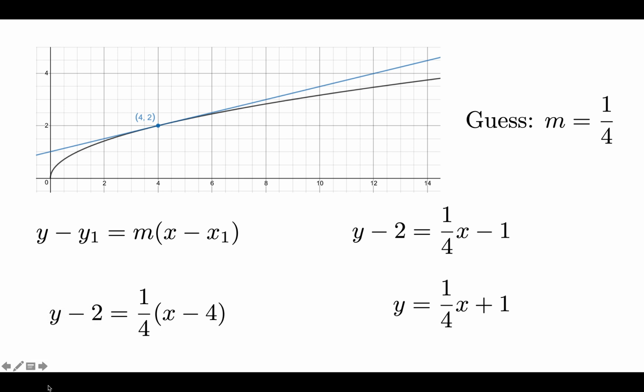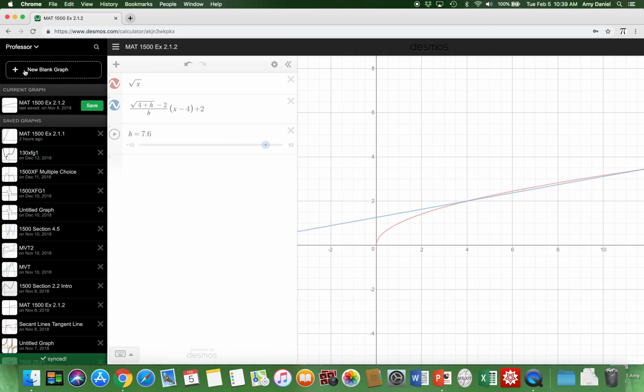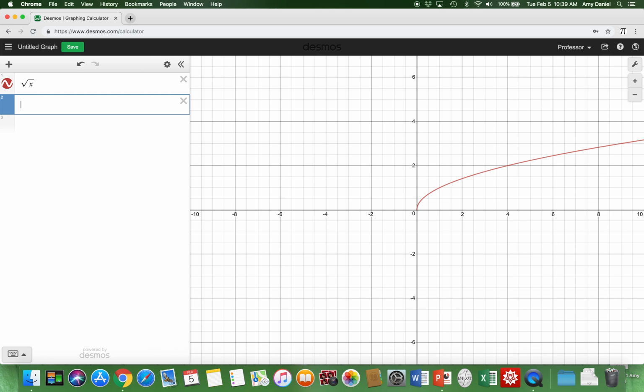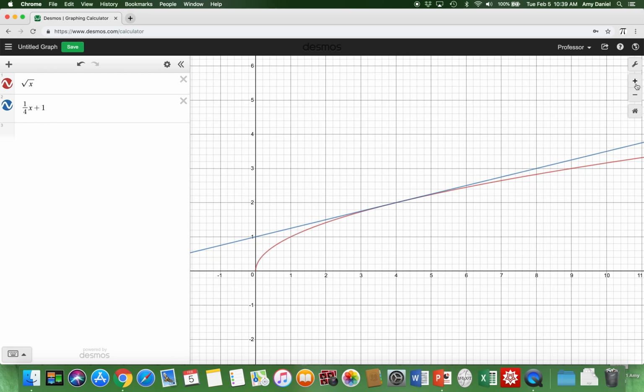So I'm going to go back over to Desmos. I'm going to give myself a blank graph. I'm going to graph the square root of x. And then the line that we found was y equals 1/4 x plus 1. And then we're just going to go over here, and it sure looks like it's tangent. We can zoom in.